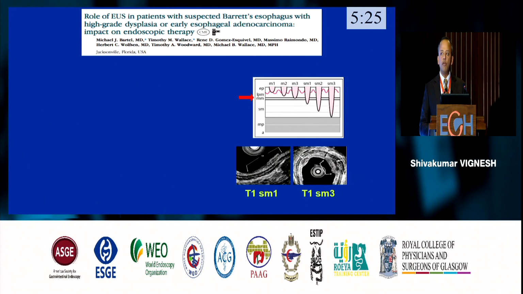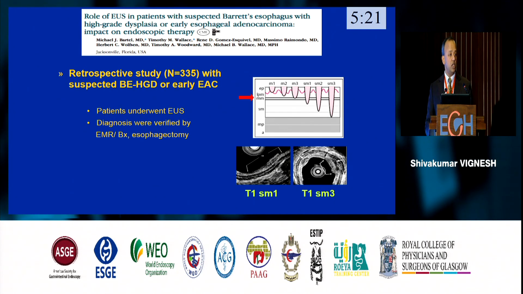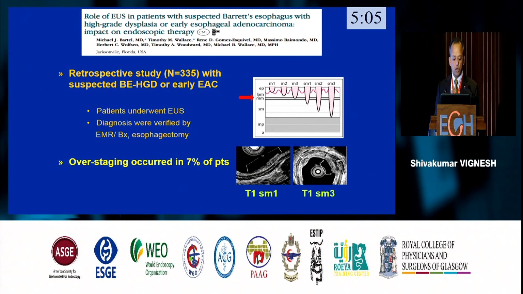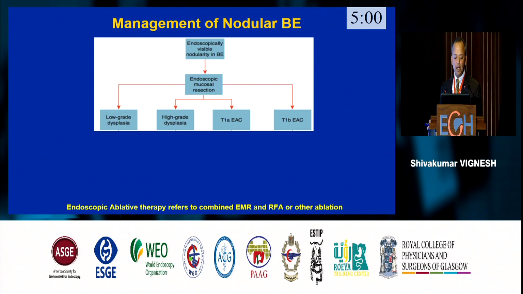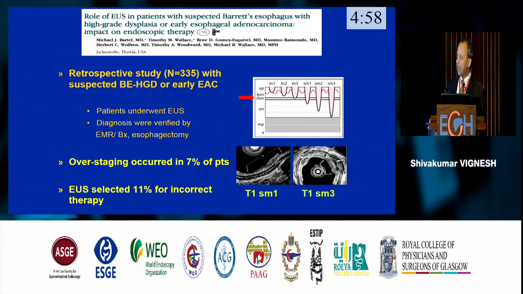Is there any role for EUS in patients with high-grade dysplasia or adenocarcinoma? Once upon a time there was, but in this retrospective study of 300-something patients with high-grade dysplasia or adenocarcinoma, all patients underwent EUS, and the stage was verified by EMR, biopsy, or esophagectomy. The conclusion was EUS overstaged 7% of patients, and incorrect therapy was recommended by EUS in 11%. So EUS is no longer recommended in this condition.